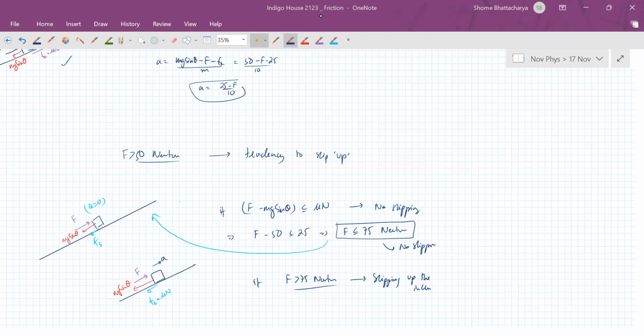Okay, so Rishita Beta, I hope you understood this part also. Yes, sir. Now I understood it. Now you understood how the direction of friction switches once your F becomes more than 50 newtons. So now you have to overcome mg sin theta plus friction for it to slip up. So that's how it becomes 75, right? Yes, okay, sir. So we added it, right?